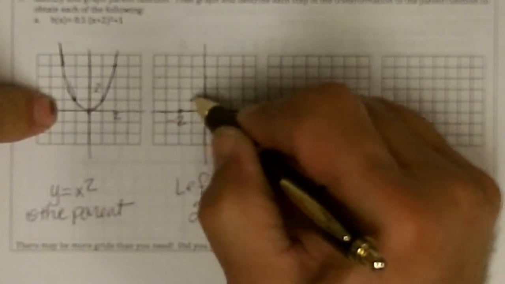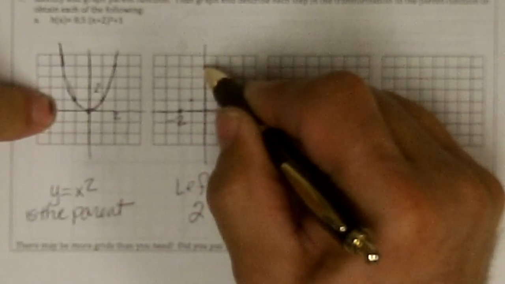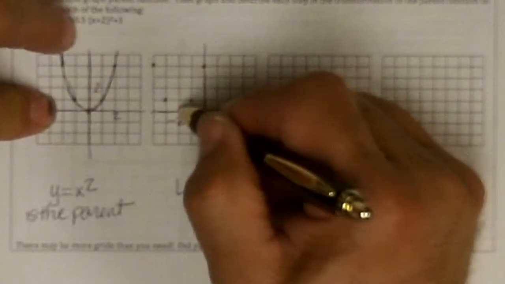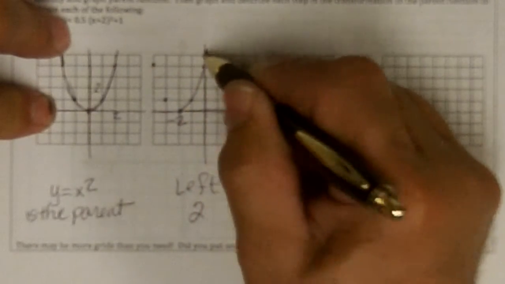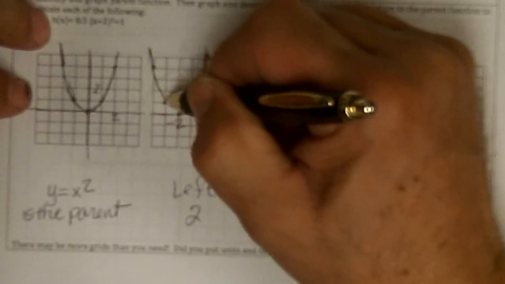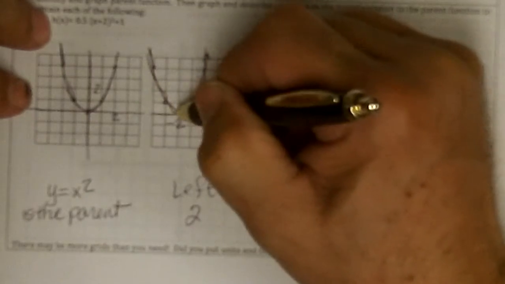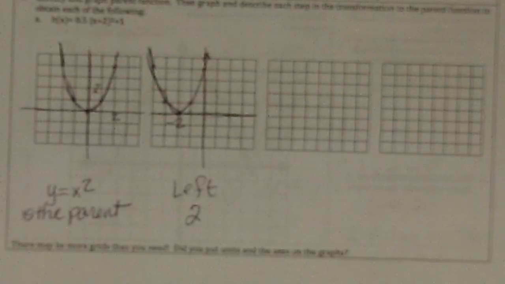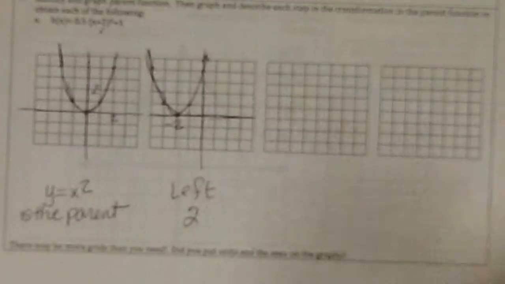1 over, it's up 1. 2 over, it's up 4. Make sure you put several points in the correct places so that you can really tell the shape. Okay, so I took care of the inside stuff.